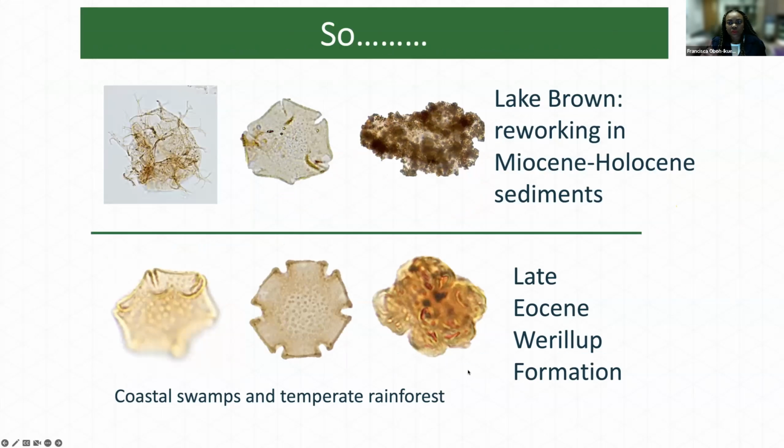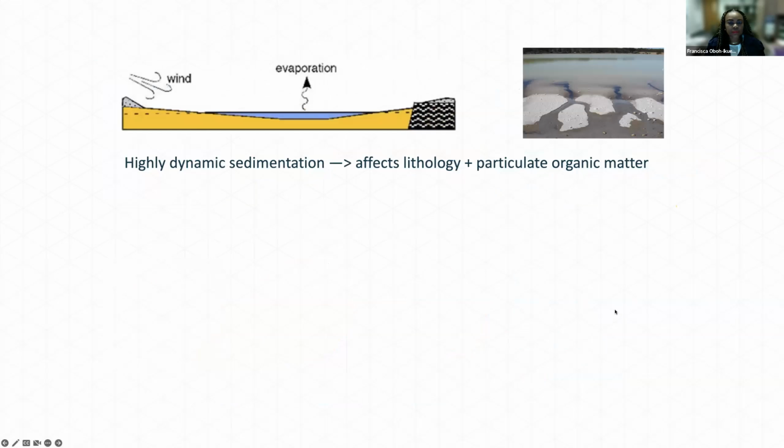So the reworking we see in the Miocene to Holocene sediments was from the late Eocene Werillup Formation, where we had coastal swamps and temperate forests. So this is where we saw the coal and the shale deposits. This is what we were able to find in those sediments, and this is what we found in the upper sediments with the reworking. So this is the same species, looks like this. This is Botryococcus, this is what it looked like. And then we found evidence of dinoflagellate cysts.